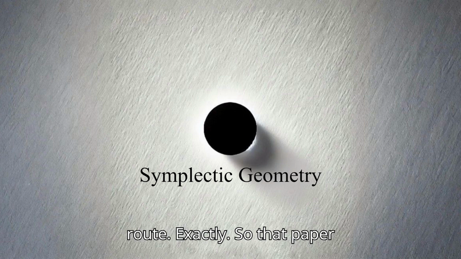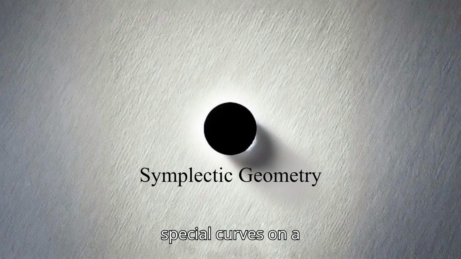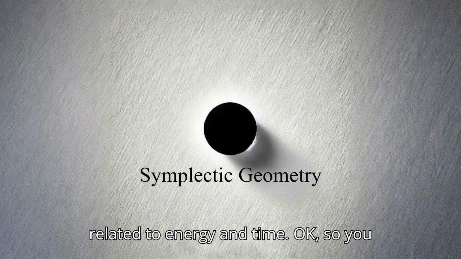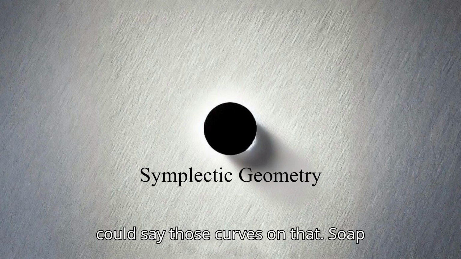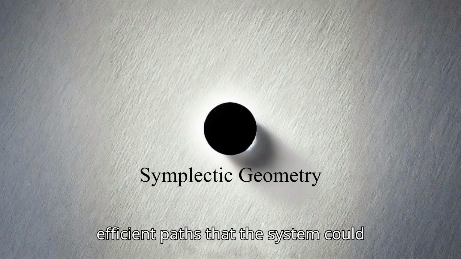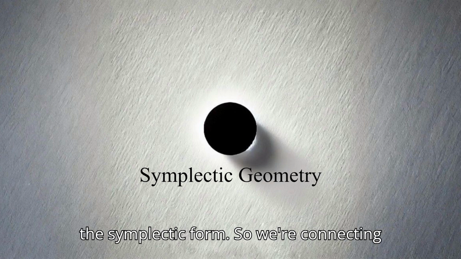Exactly. So that paper connects the motion of a system to these special curves on a Lagrangian submanifold that minimize a certain quantity related to energy and time. Okay. So you could say those curves on that soap film represent the most efficient paths that the system could follow. It's like the system is taking a shortcut through this space defined by the symplectic form.